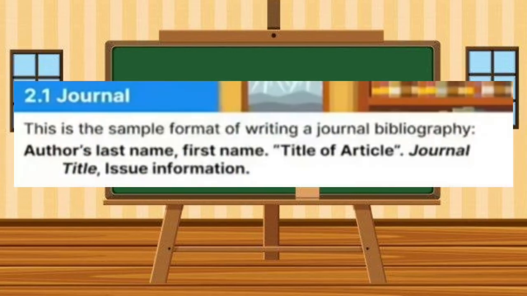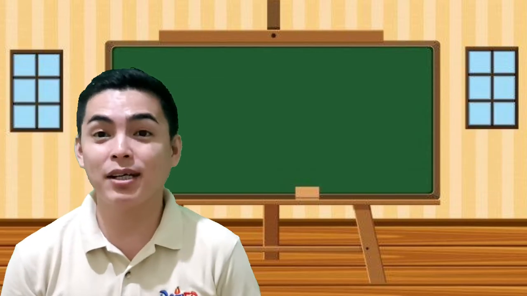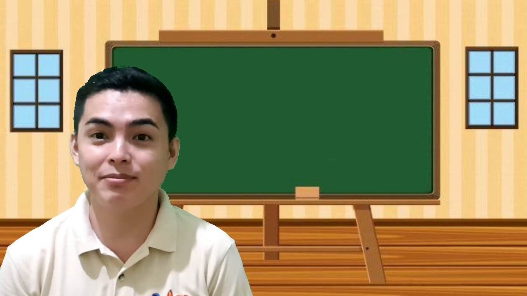This is the format in writing a journal bibliography. It shall begin with the author's last name, comma, author's first name, period, the title of the article within quotation marks, period, the journal title that is in italic form, comma, and issue information, period. Check the sample format for a journal bibliography.